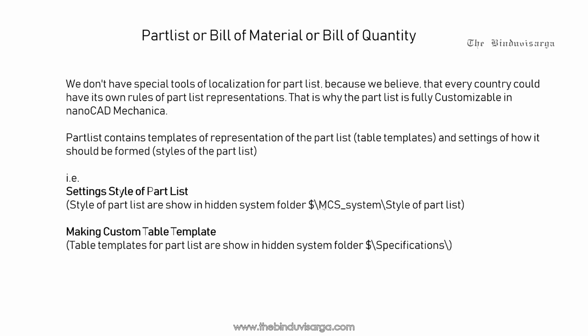The settings styles of part list are saved in the hidden system folder in nanoCAD Mechanica, and custom table templates are also available in a hidden folder of nanoCAD Mechanica. But the moment you need to use those items to form the part list, you can call them and assemble these two things to make the entire part list.